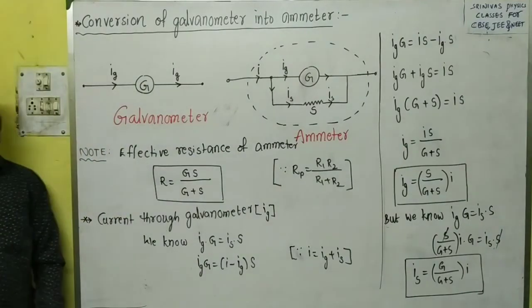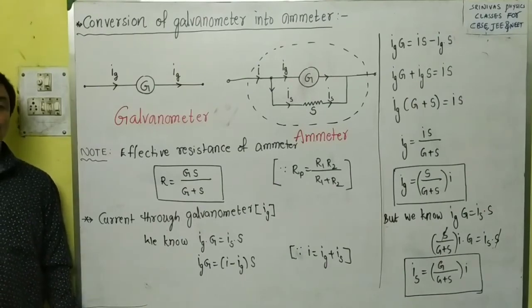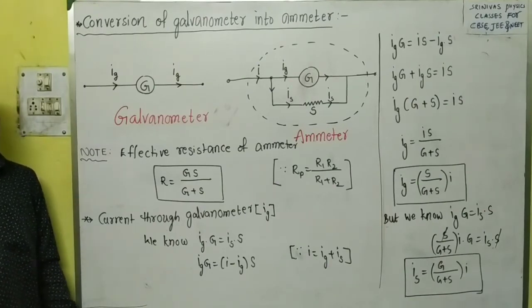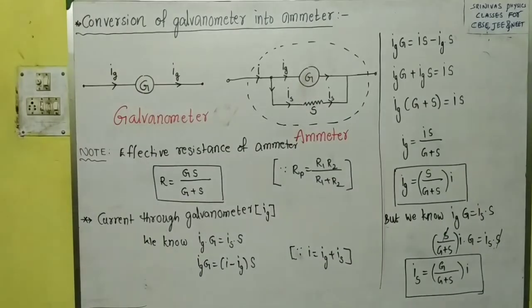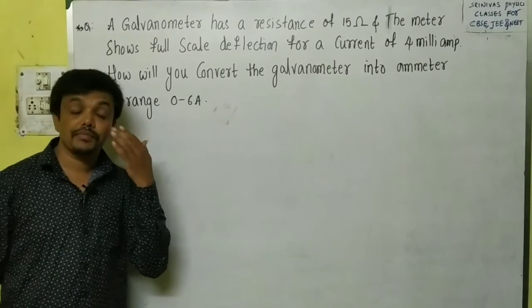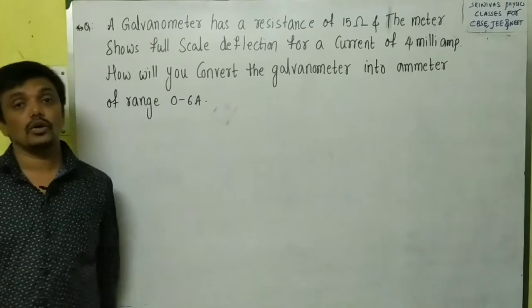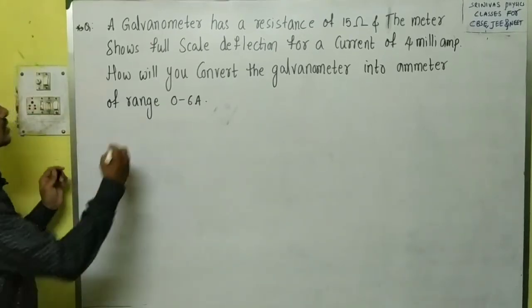Now the next topic I am going to explain is conversion of galvanometer into voltmeter. Before that, let us discuss one problem based on this. I am going to rub the total. You take the screenshot and note every point. Okay, now let us see this problem. Just now we discussed the conversion of galvanometer into ammeter, so by using that, let us discuss one problem. I am going to explain the solution.